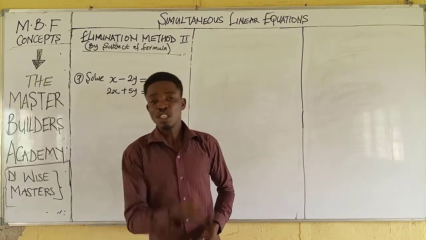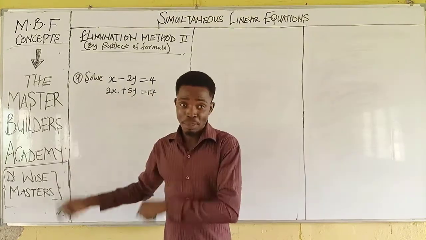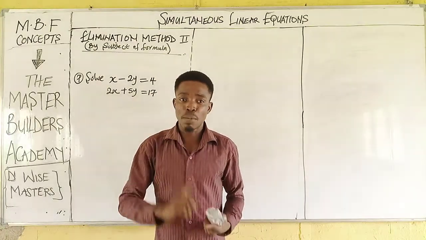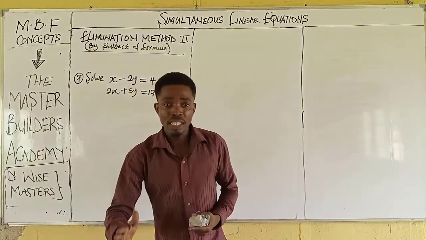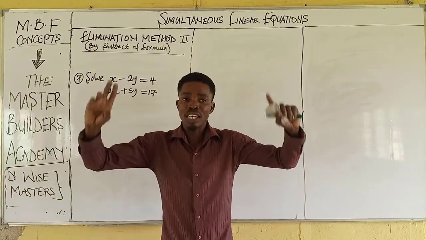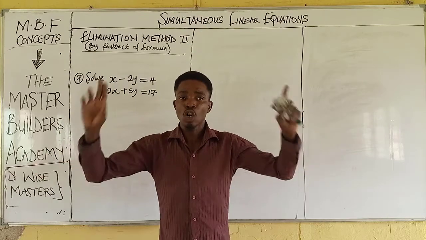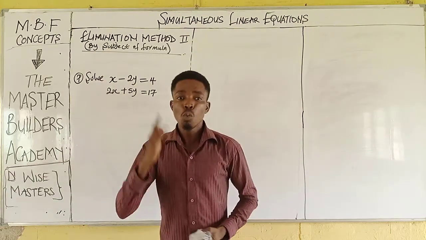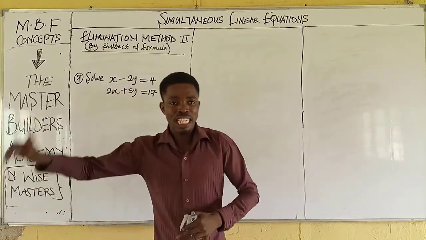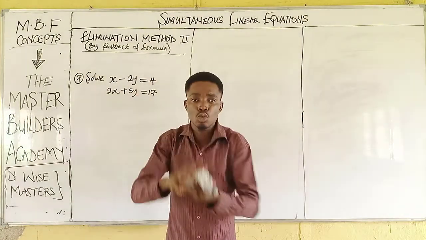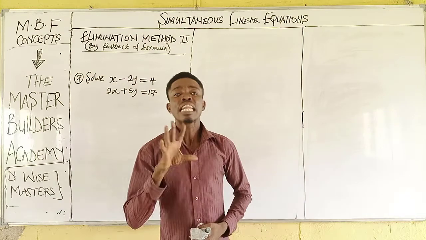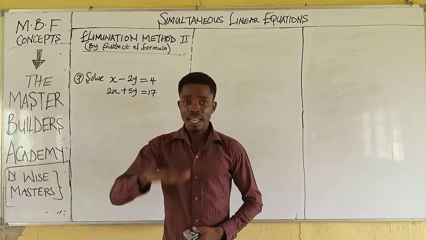So first is to decide on the variable to eliminate. Second is to make that variable the subject of formula from both given equations. By so doing, you are going to generate two new equations, which we will now call equation 3 and equation 4. Having obtained those equations, then equate the two equations, and you will have a linear equation. Now, guys, let's get started.